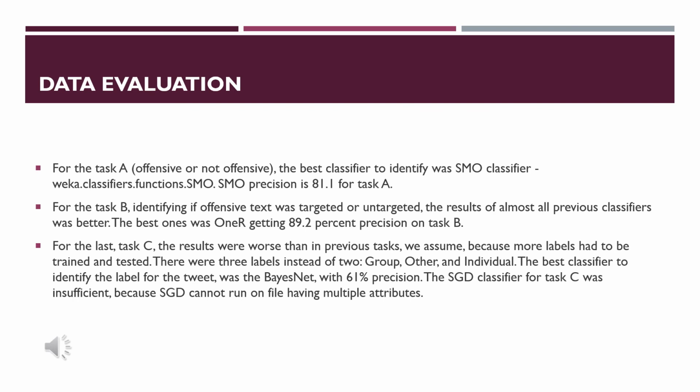For the last task C, the results were worse than in previous tasks. We assume it is because more labels had to be trained and tested. The best classifier to identify the label for the tweet was BayesNet, with 61% precision.